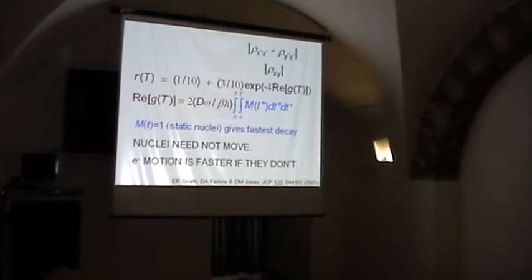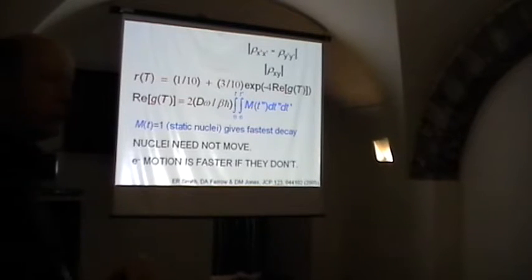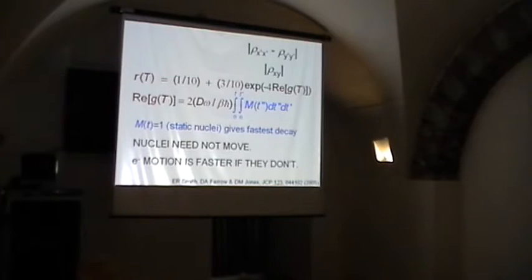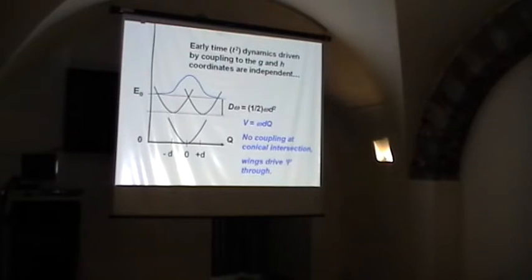But the interesting thing about this is that static vibrations will give you the fastest decay of the electronic dynamics. And this is probably connected to a kind of Zeno effect. And so the faster the vibrations move, the more the process gets slowed down. And this holds true also if you look at the more complicated expressions for the quantum form of this.